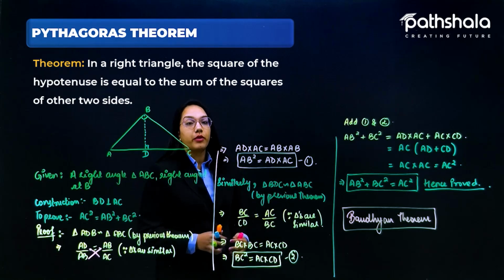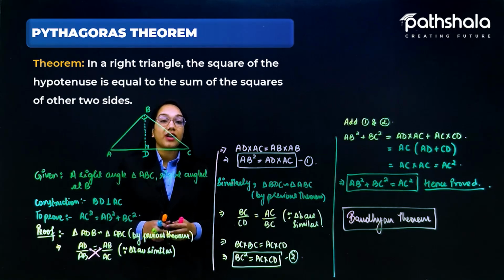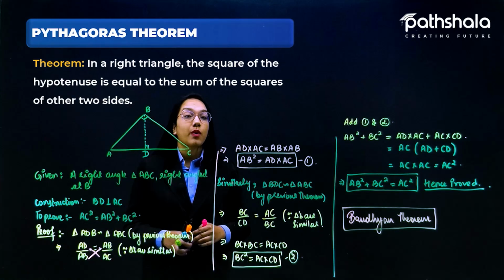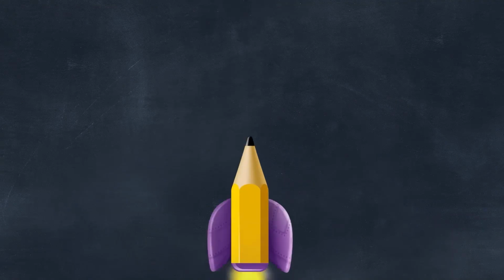So this is all about the Pythagoras theorem. Always remember, in a right triangle, the square of the hypotenuse is equal to the sum of the squares of the other two sides.